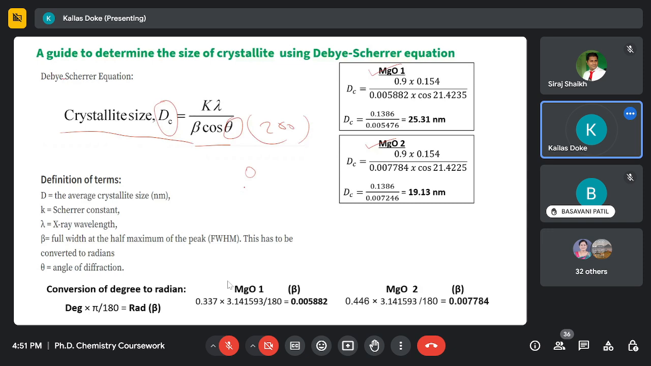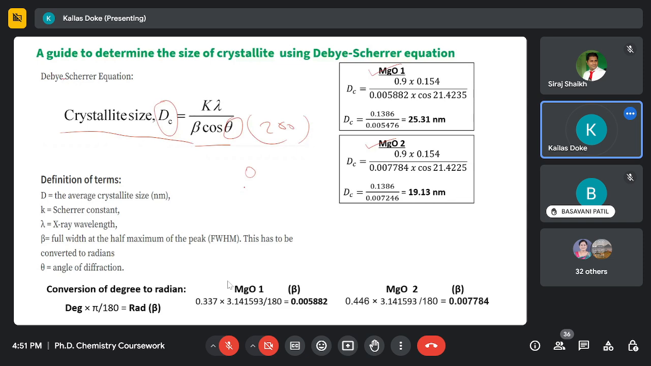So putting these values into the Debye-Scherrer equation, we got the answer 25.31 nanometers. Here, the lambda value must be in nanometers if you are determining the crystallite size in nanometers. Otherwise, you will get the crystallite size in the Angstrom unit. So 1.54 Angstrom is nothing but 0.154 nanometer. So we got the answers 25.31 and 19.13 by calculation.